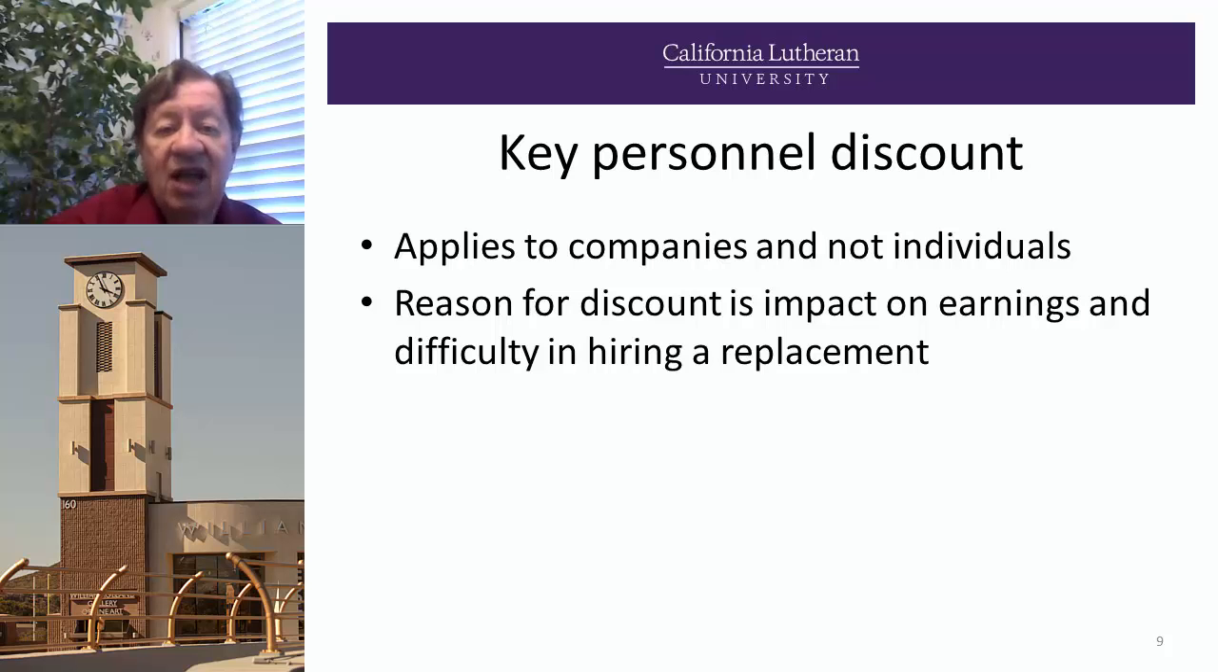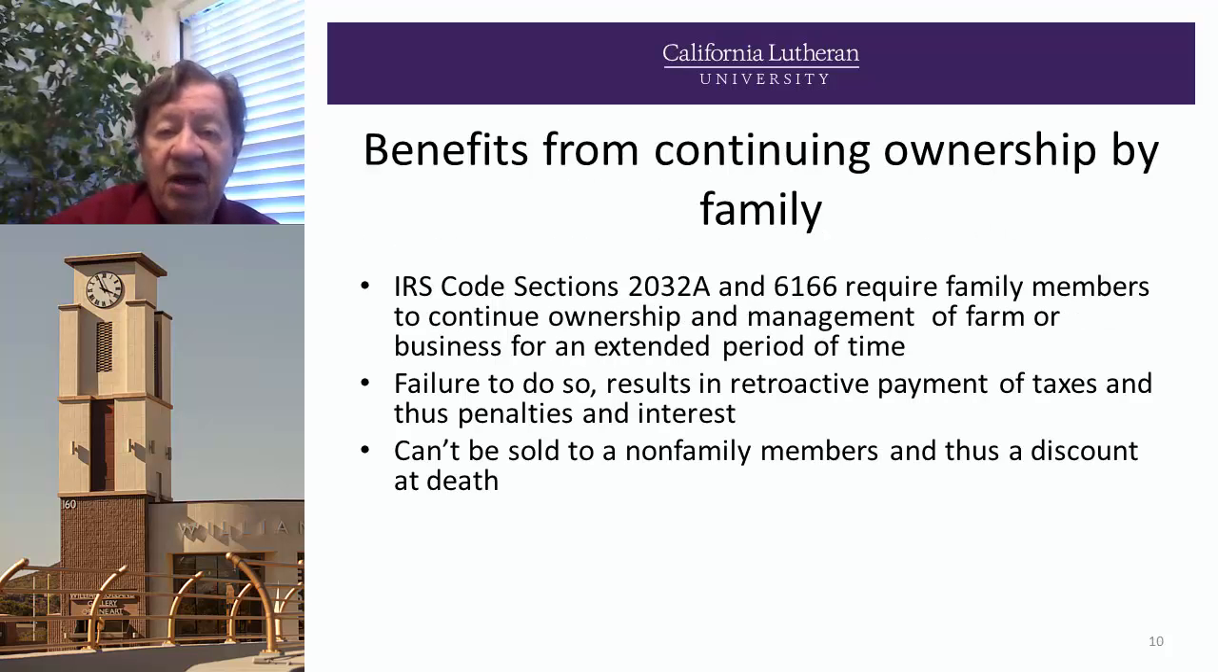Key personnel discount applies to companies and not individuals. The reason for the discount is the impact on the earnings and the difficulty in hiring a replacement. That is relatively few people in a company usually. It's usually the owners and the general managers and maybe vice president levels. But certainly if you're a family-run company, this is a big help for not only providing that, but also providing the funds needed to allow one of the children to buy out the other children, their siblings, when it comes to buying out the company at the death of the parents. Benefits from continuing ownership by the family.